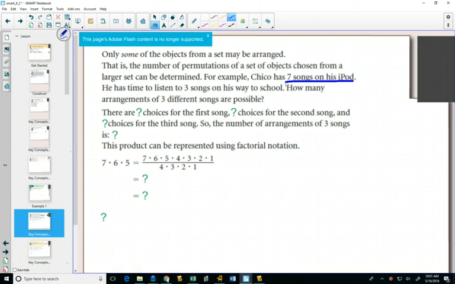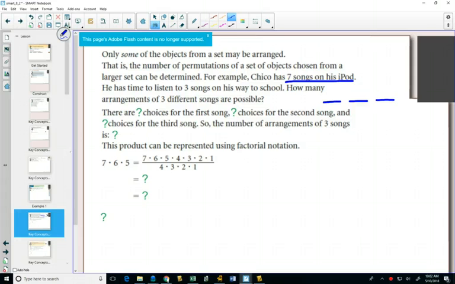And he has time to listen to 3 songs on his way to school. So he wants to make as many different playlists as possible with 3 songs in different orders. How many ways can this be done? Well, the number of arrangements of 3 songs, as a fundamental counting principle, this is what you would do if you were solving this. He has 3 decisions to make, right? What's going to be the first song? What's going to be the second song? What's going to be the third song?